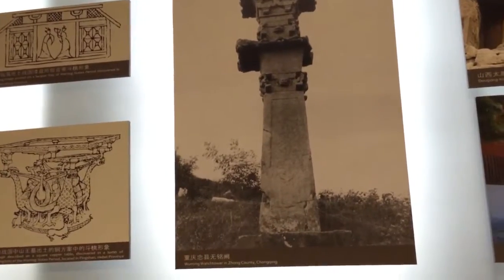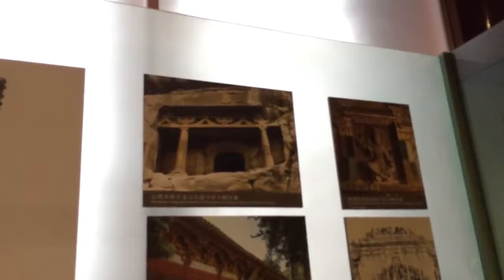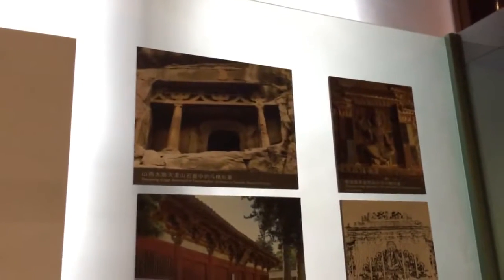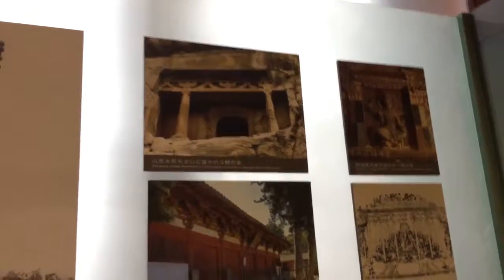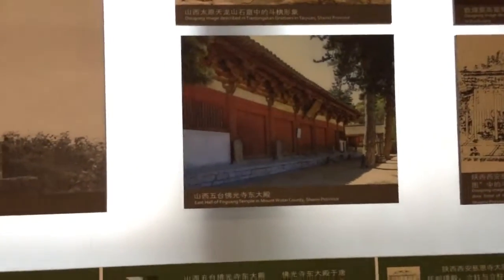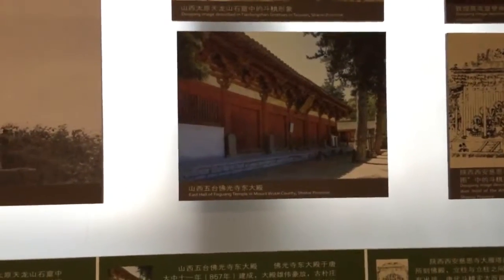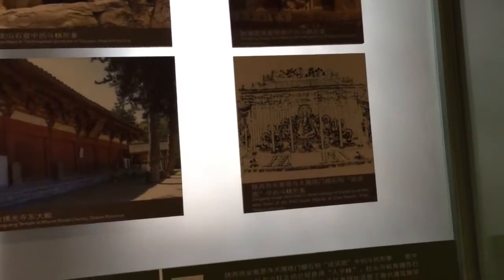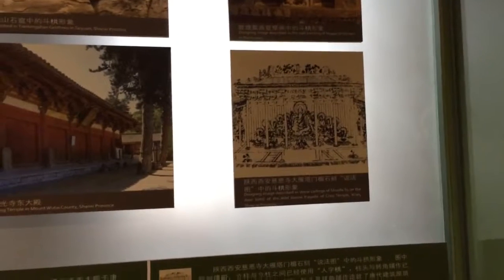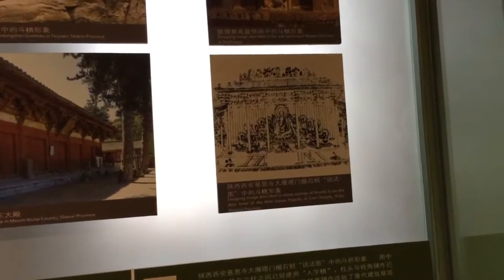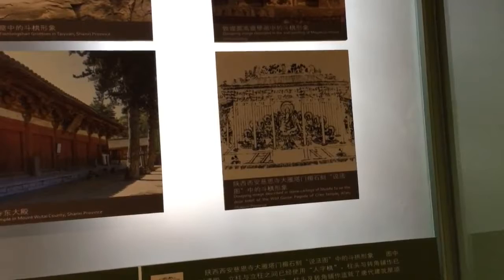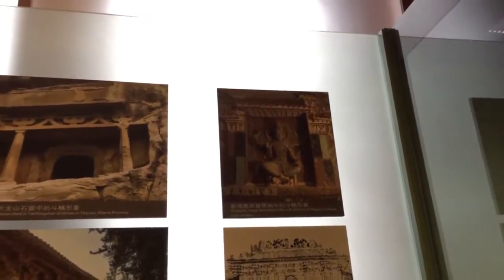Wuming Watchtower, Chong County, Chongqing. Dugong image described in Tianlongshan Grottoes, Taiyuan, Shaanxi. East Hall of Foguang Temple, Mount Wutai County, Shaanxi. Dugong image described on stone carvings, Shu Fa Tu on the door lintel of Wild Goose Pagoda, Cien Temple, Xi'an. Dugong image described in wall painting, Mogao Grottoes.